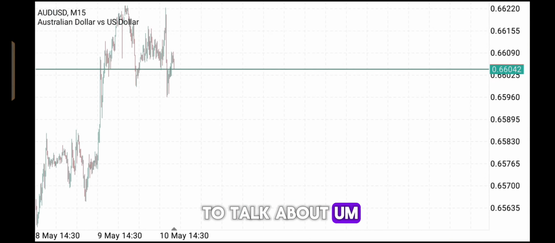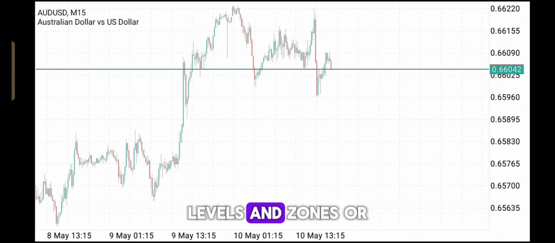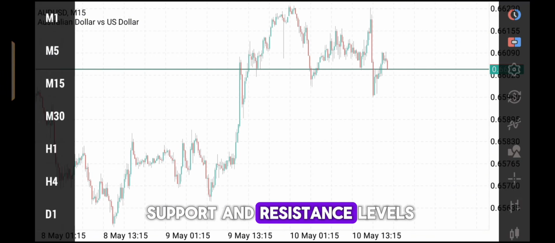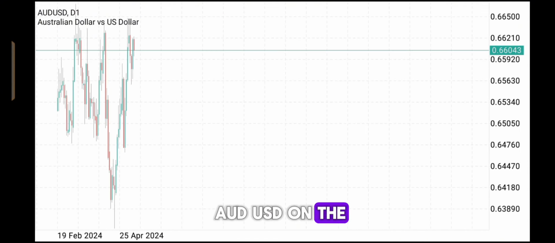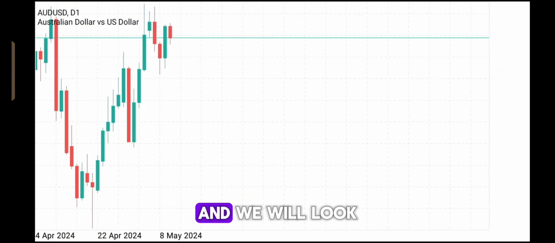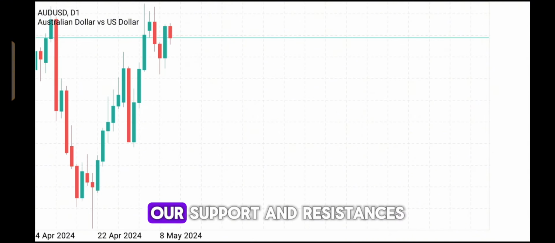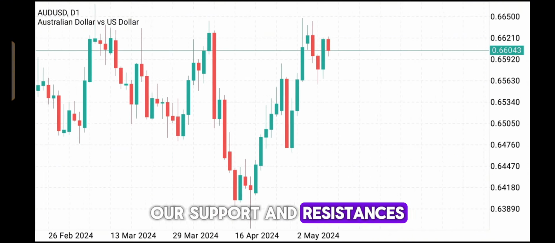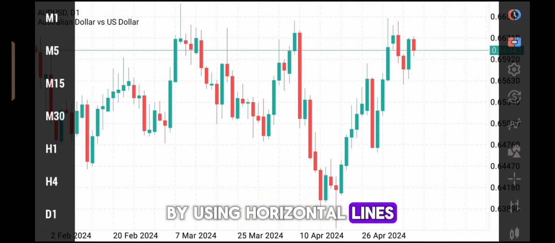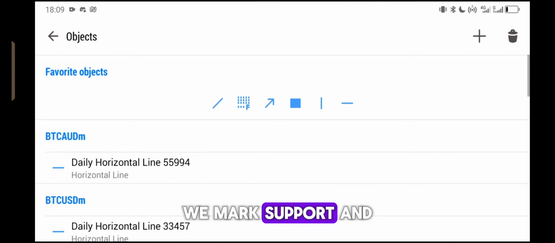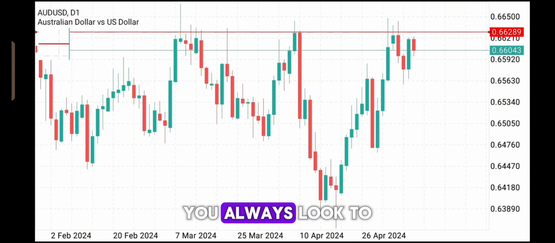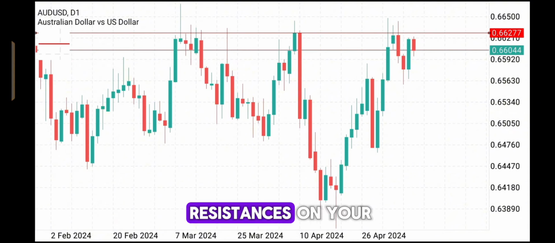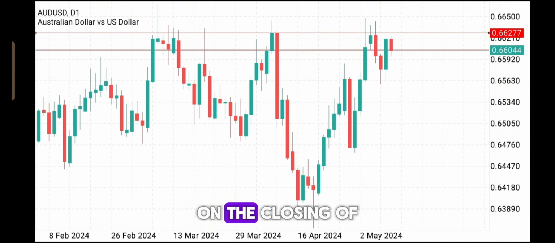Today we're going to talk about levels and zones, or support and resistance levels and zones. So I'm looking at AUD USD on the daily time frame, as you can see, and we will look to mark initially our support and resistances by using horizontal lines. Remember that we mark support and resistances by using horizontal lines. Okay, you always look to put your support and resistances on the closing of the candles.